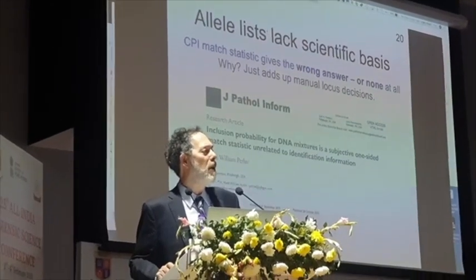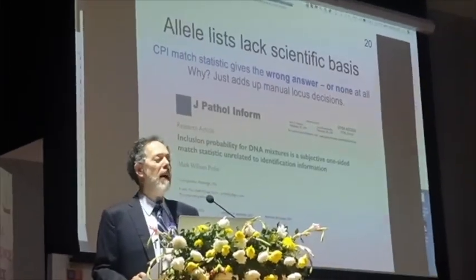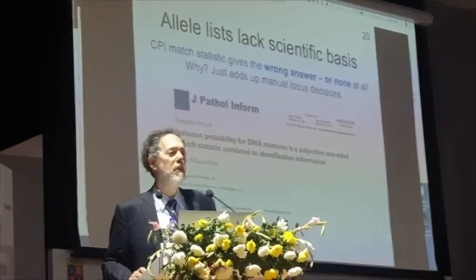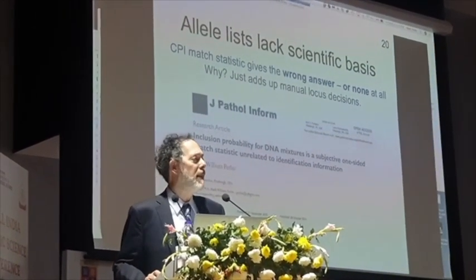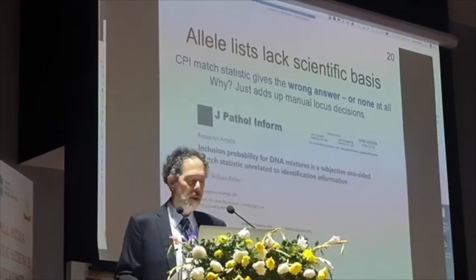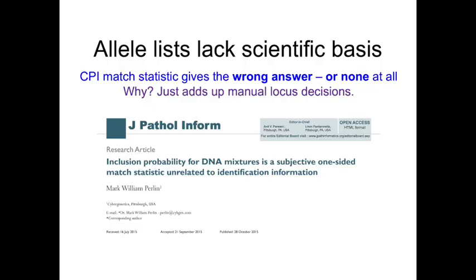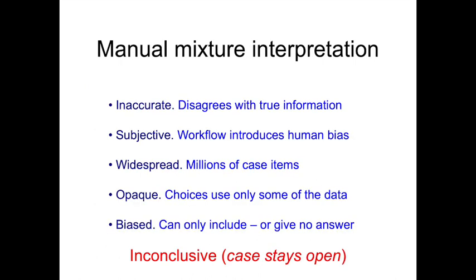Take the number of reported inclusion loci, divide by 2, that's the expected number of zeros. It has nothing to do with identification information. It's not identification science. And that was shown in this paper that we published, that showed there's basically no correlation between identification information and these failed CPI numbers. Manual mixture interpretation is inaccurate. It disagrees with the true information. It's subjective. The workflow must introduce human bias, as others have published on.